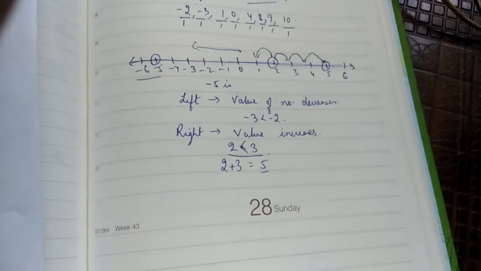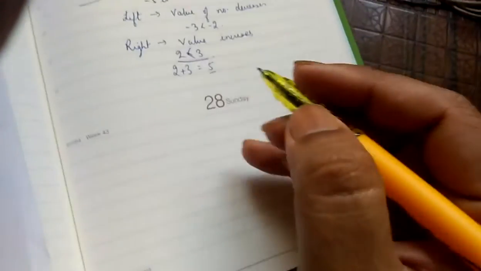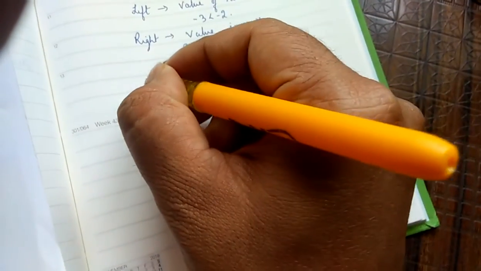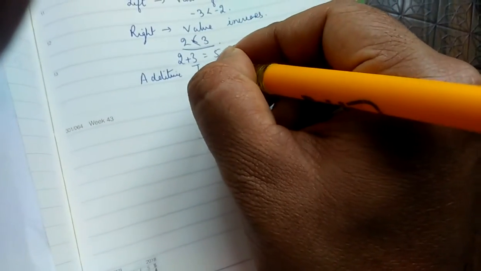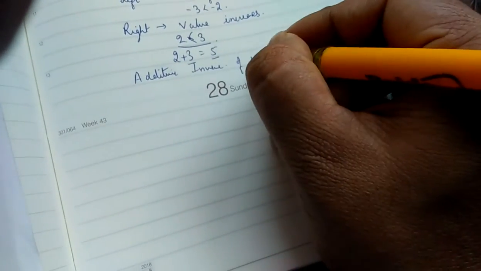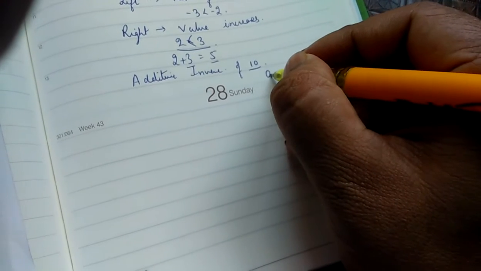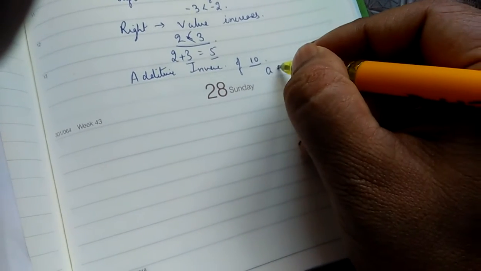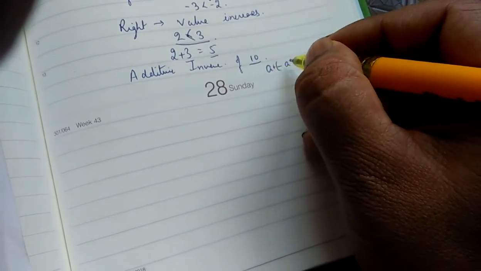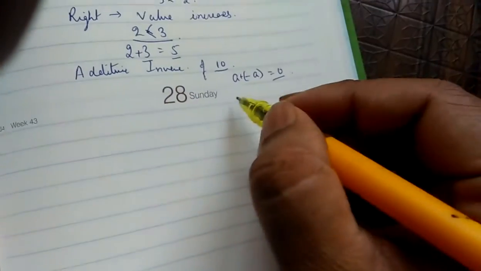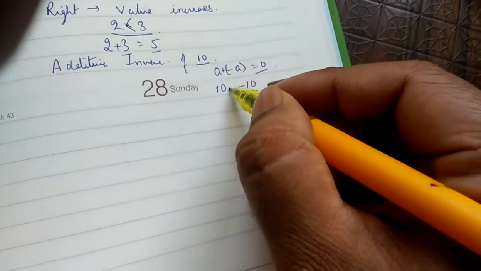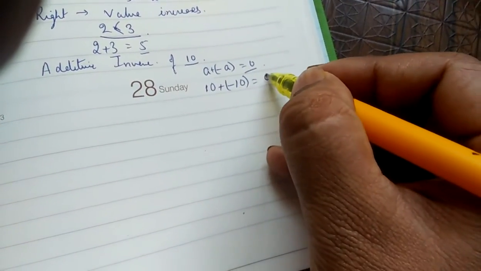Sometimes you might be asked, what is the additive inverse of 10? The additive inverse of a is minus a, such that a plus minus a is equal to 0. So the additive inverse of 10 is minus 10, and their sum is equal to 0.